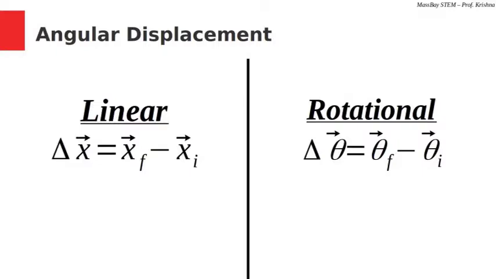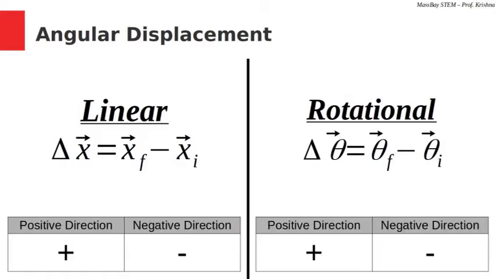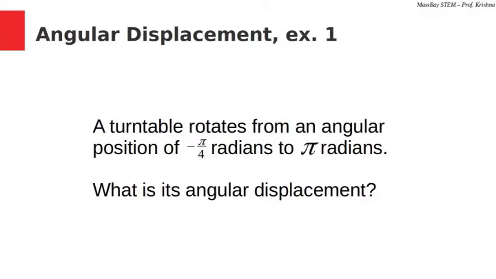Angular displacement looks and acts a lot like linear displacement. A positive angular displacement means the object has rotated in the positive direction, that is, counterclockwise. A negative angular displacement means the object has rotated in the negative direction, clockwise. Consider this question. A turntable rotates from an angular position of negative pi over 4 radians to pi radians. What is its angular displacement?